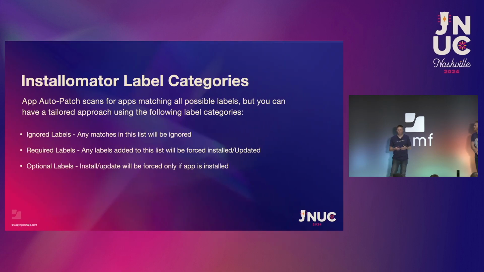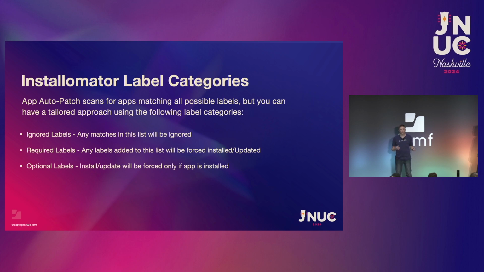So as mentioned before, App Auto Patch scans for apps matching all possible labels, but does allow for a more tailored approach using three categories: ignored, required, and optional labels. So for ignored labels, anything that matches in this list will be completely ignored. This category does accept wildcards.